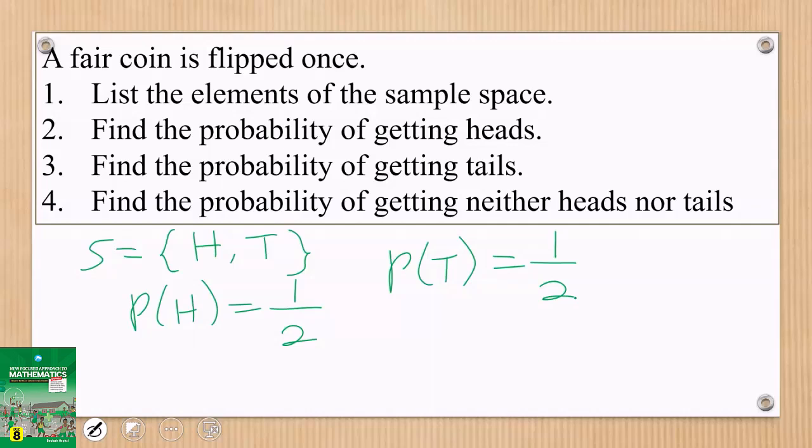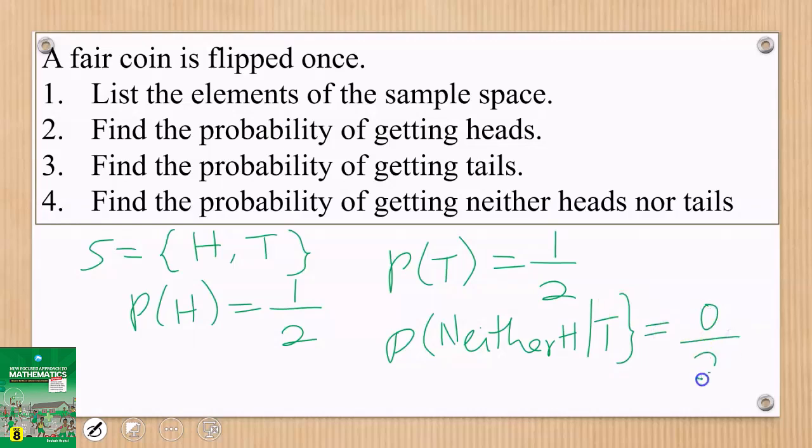Neither head nor tail. Once you throw the coin, it will either be head or tail. So if you say neither head nor tail, then our probability will be, the number of elements is going to be 0. So the probability of, let me use the word neither here, neither H nor T. So we can say the number of elements for this one is going to be 0 over 2, and the answer is 0. So there's no way you throw the coin and it will land and it will be neither head nor tail.